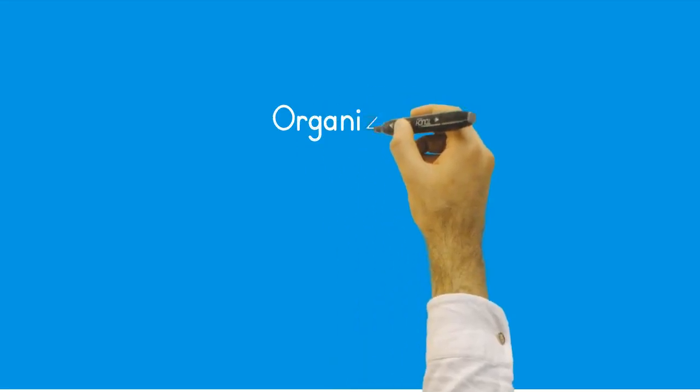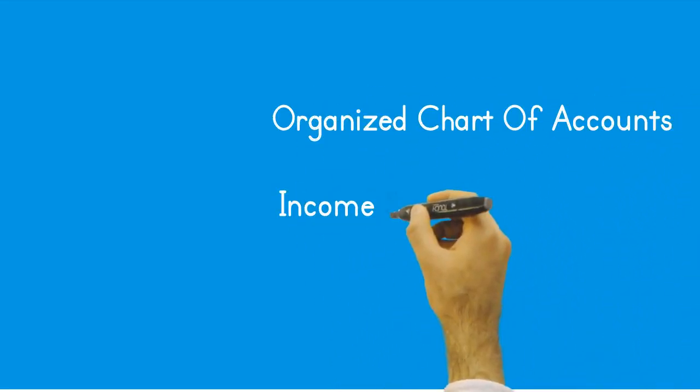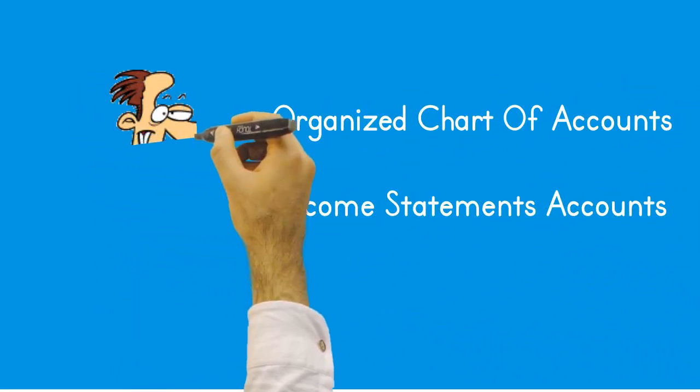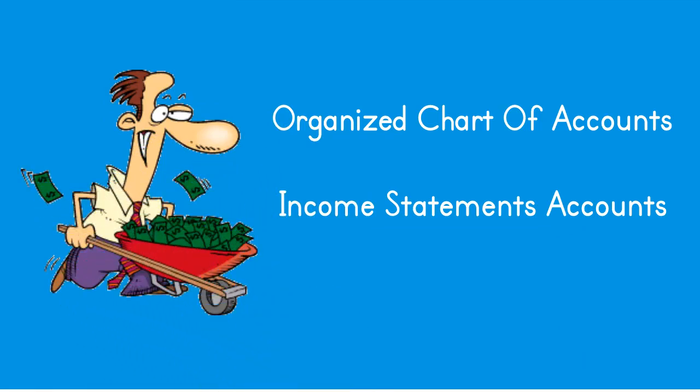Income statement accounts. 1. Revenue and expenses. Revenue: 2. Operating revenues. 3. Non-operating revenues and gains. 4. Cost of sales. 5. Expenses: operating expenses, non-operating expenses and losses.